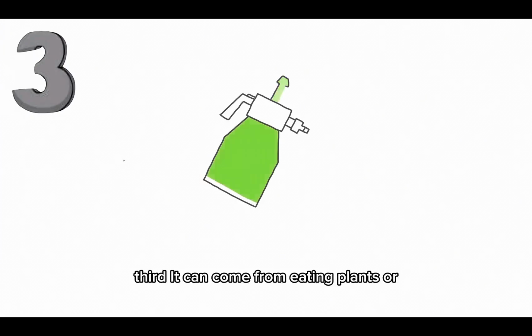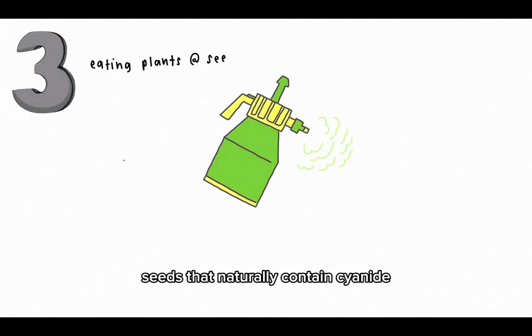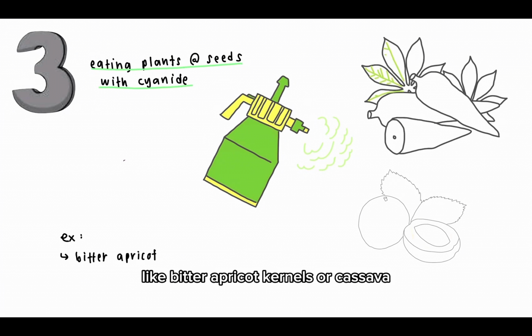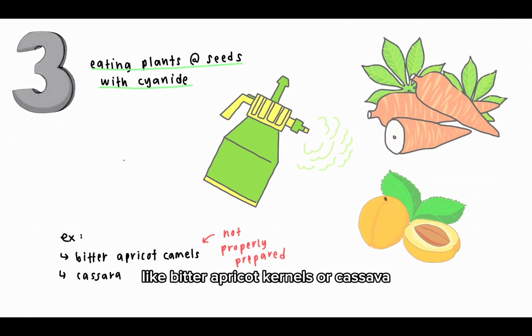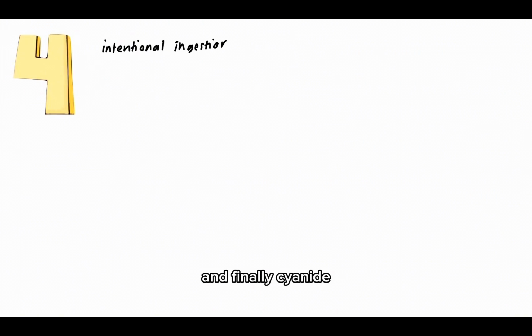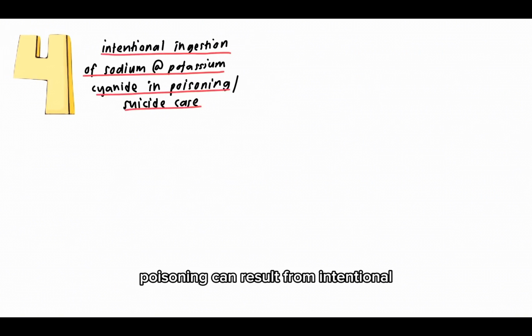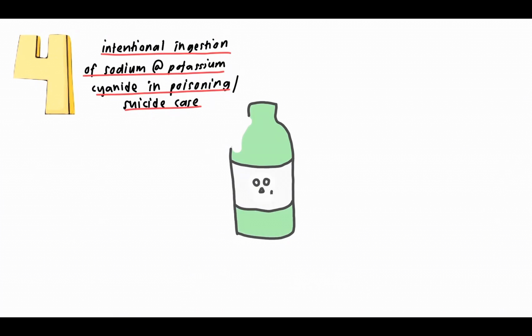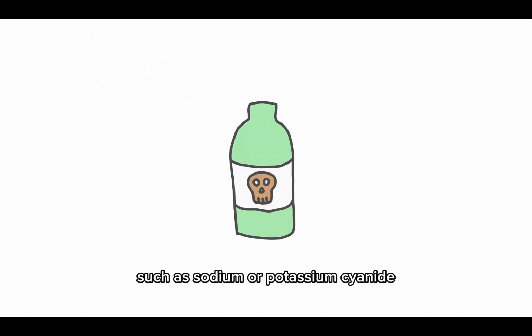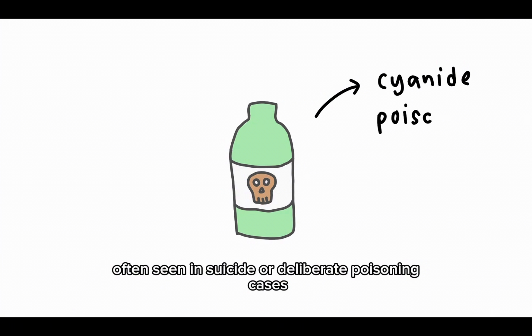Third, it can come from eating plants or seeds that naturally contain cyanide, like bitter apricot kernels or cassava that isn't properly prepared. And finally, cyanide poisoning can result from intentional ingestion of compounds, such as sodium or potassium cyanide, often seen in suicide or deliberate poisoning cases.